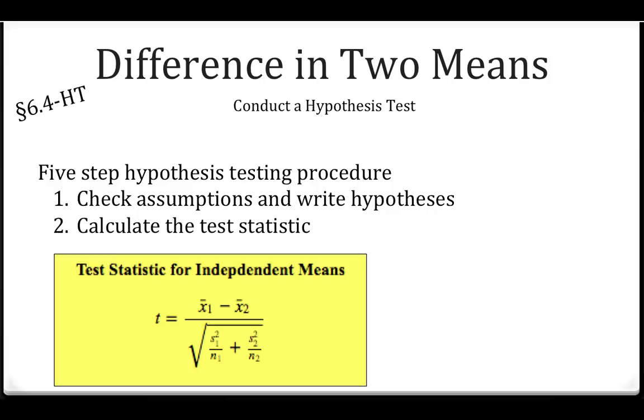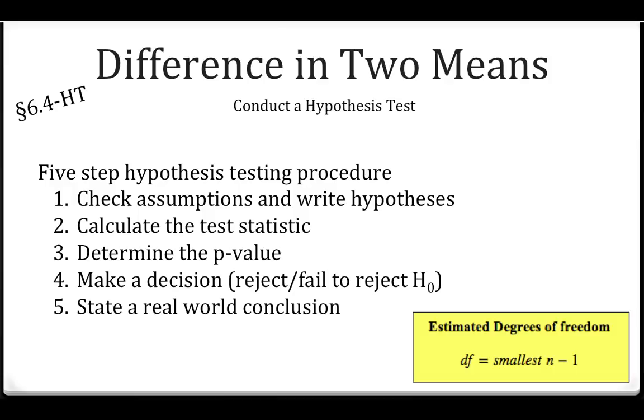Sometimes you'll also see this written with a minus 0 in the numerator, because recall the null hypothesis is that mu sub 1 minus mu sub 2 equals 0. A lot of times though that 0 just gets dropped out and you see the test statistic formula written like this. For step 3 then, you would determine the p-value by constructing a t-distribution. Degrees of freedom for that t-distribution are still going to be estimated as the smallest sample size minus 1.